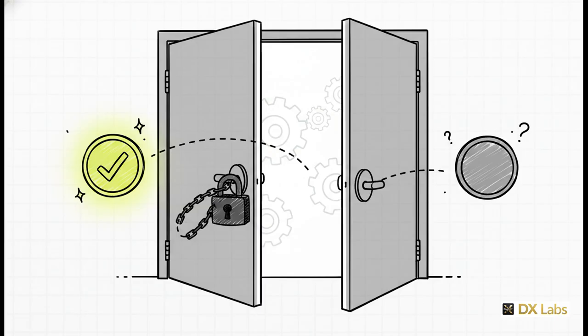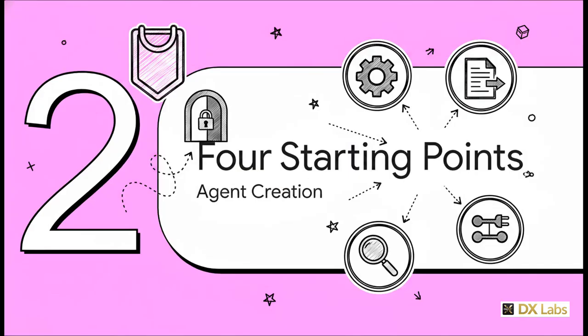You can't do it. So write this down for your AB-900 exam. Creating an agent always requires edit permissions. Absolutely crucial detail. Moving right along to Section 2, the 4 creation starting points.